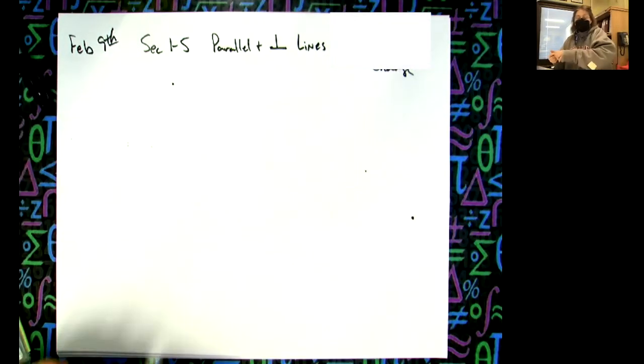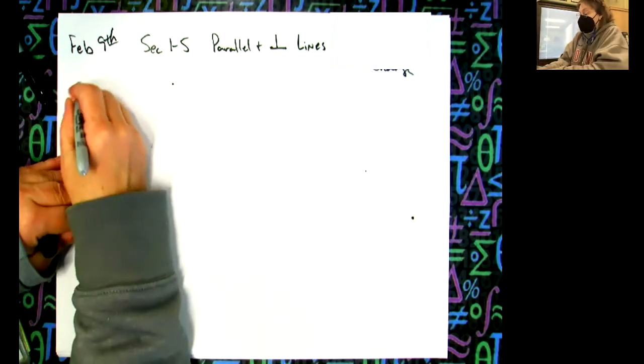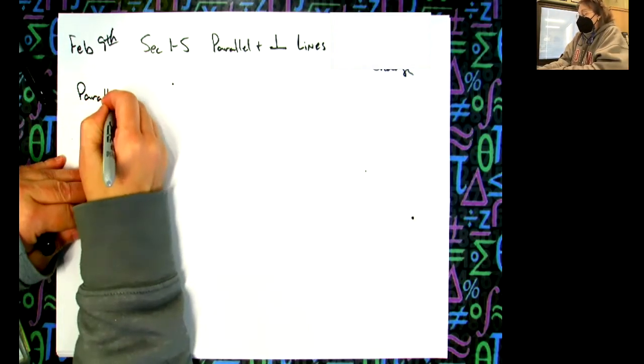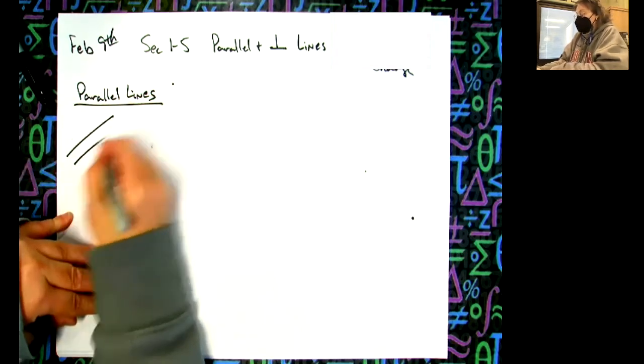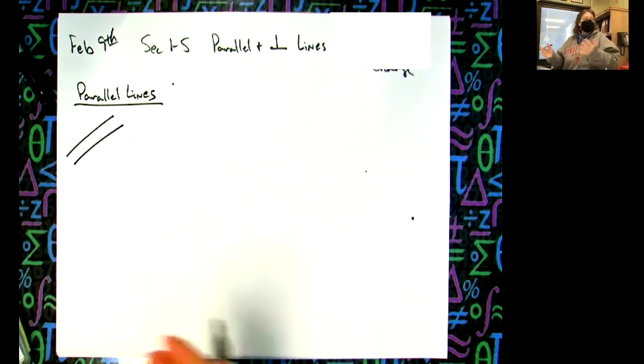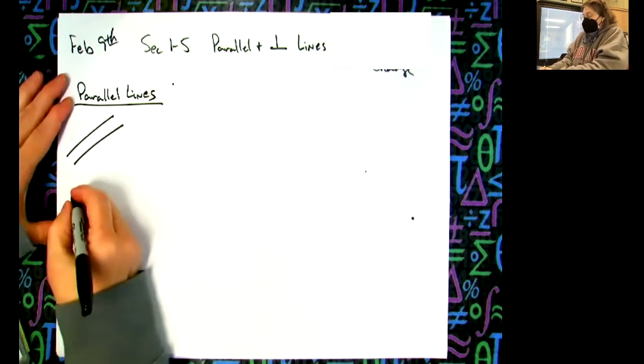Okay, so let's do parallel and perpendicular lines first. All right, so our parallel lines. Okay, parallel lines, we know what they look like, right? Two lines that go any angle, they don't cross each other. All right, deal is what?